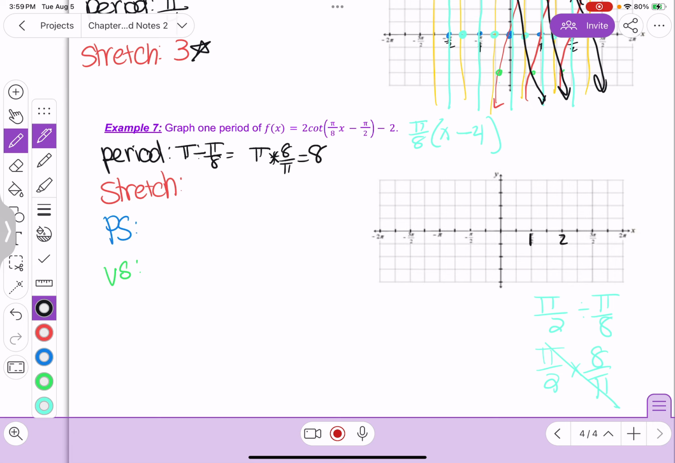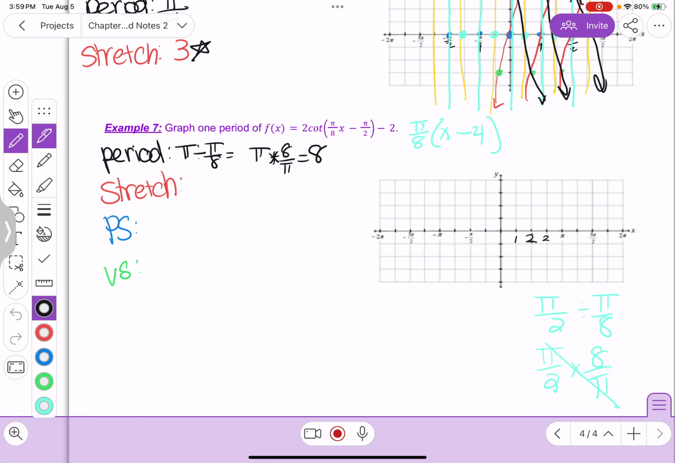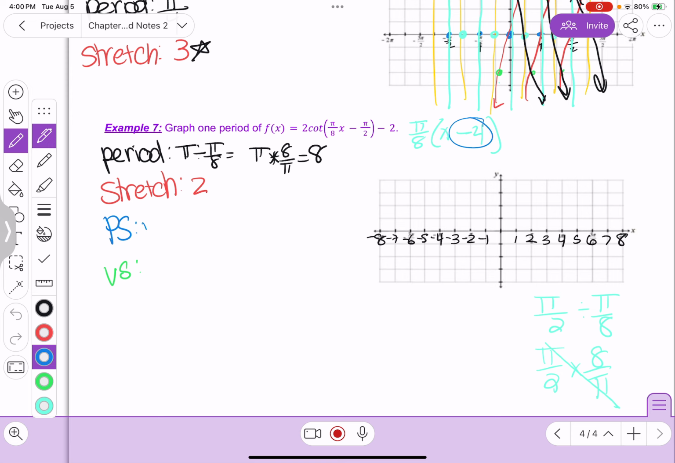So we're going to go 1, 2, 3, 4. Actually, 1, 2, 3, 4, 5, 6, 7, 8. Negative 1, negative 2, negative 3, negative 4, negative 5, negative 6, negative 7, negative 8. Stretch is 2. Phase shift is right 4. Vertical shift is down 2. So our midline is going to be here.